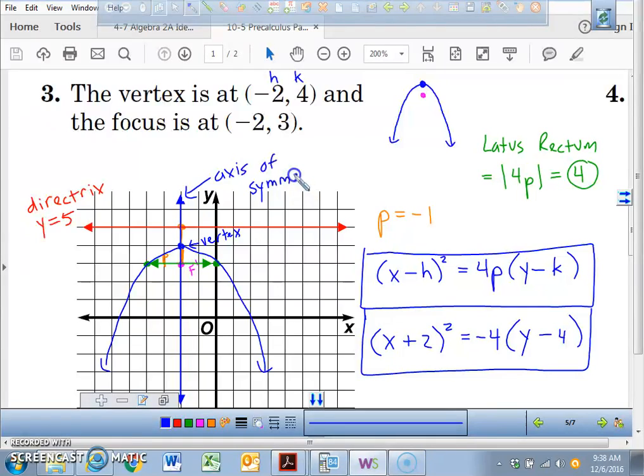Yeah. All right, and our axis of symmetry is located at x equals -2. So now I've labeled the axis of symmetry, the directrix, there's the focus, there's the vertex, and that distance that goes through the focus is known as the latus rectum. There's your parabola based off of just a vertex and a focus. Okay.